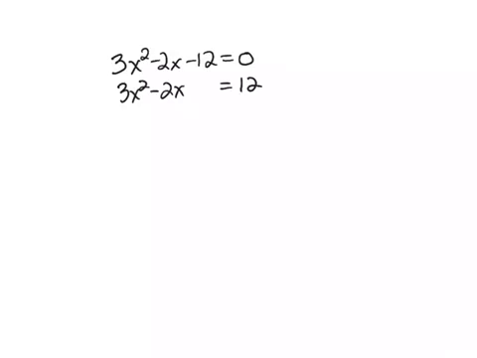I also know whenever I'm completing the square that my a value has got to be equal to 1. So I'm going to divide everything by 3. That gives me x squared minus 2/3 x equals 4.